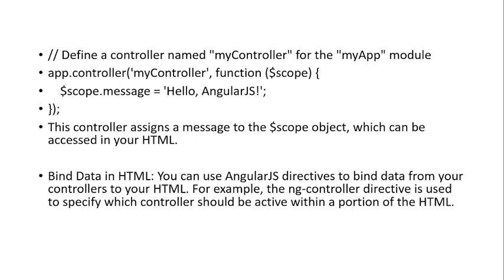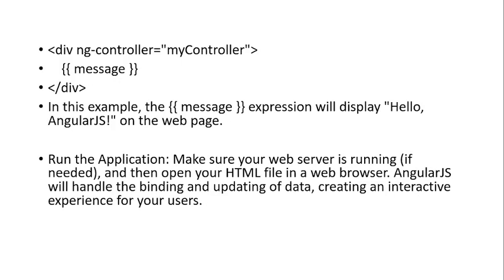The message can be accessed with the help of HTML. This can be achieved with the help of data binding. The binding by means of the ng-controller directive can be achieved with the help of double curly braces. You can see in this example I am using message there, right? The message which is shown there will be bound here. So two-way binding can be done. Hello AngularJS will be printed on the web page with the help of binding, right? This is achieved with the help of curly braces.